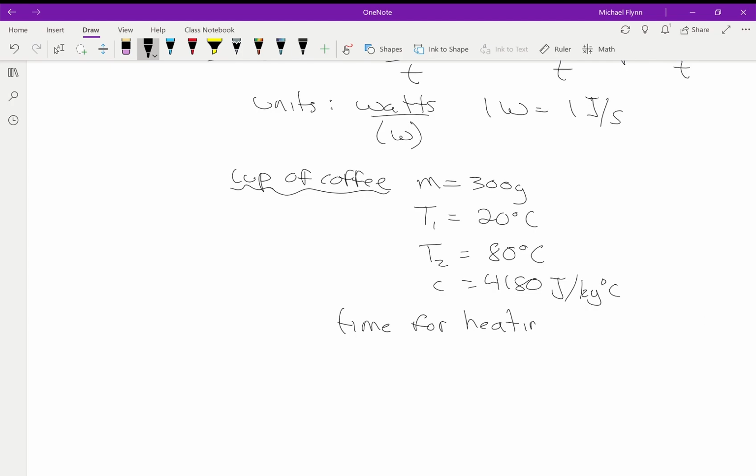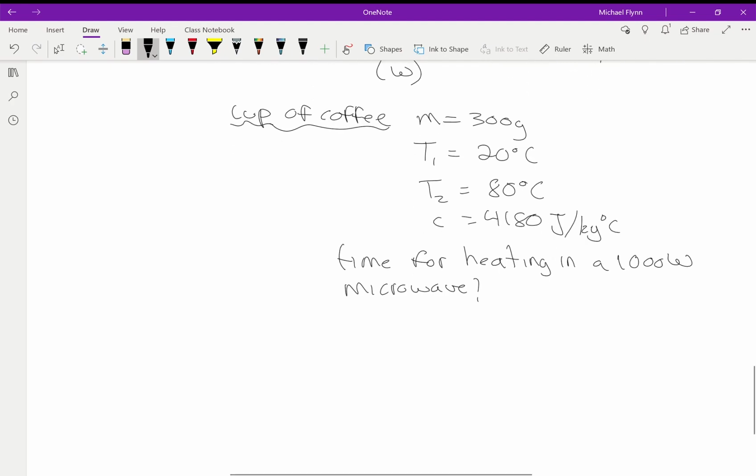Okay, heating in a 1000 watt microwave. How much time will that take? You want to get from 20 to 80. How much time? Most microwaves are around 1000 watts, so this is relevant for you. Put a drink in there, you want to heat it up. How much time will it take?